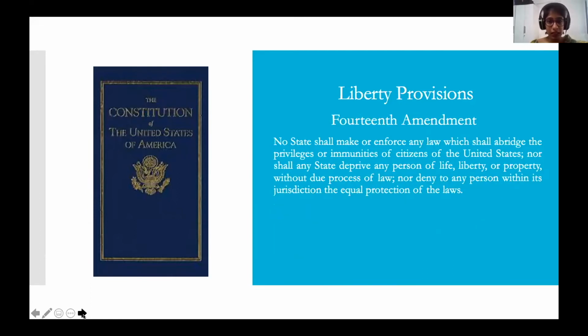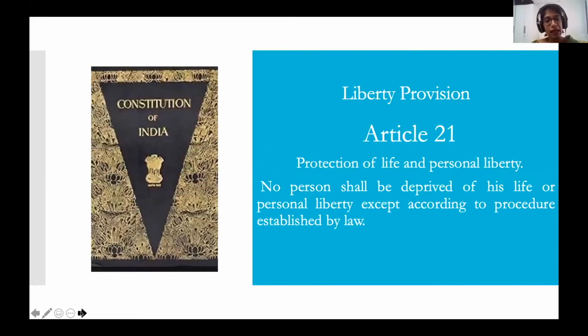Then we will look at the 14th Amendment. I'm only going to highlight the most relevant bit. No state shall make or enforce any law which shall deprive any person of life, liberty, or property without due process of law. So this is the due process clause in the 14th Amendment. And then we will look at Article 21 in the Indian Constitution, which talks about protection of life and personal liberty. It states that no person shall be deprived of his life or personal liberty except according to procedure established by law.